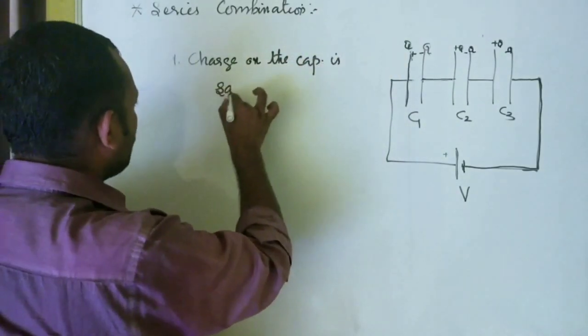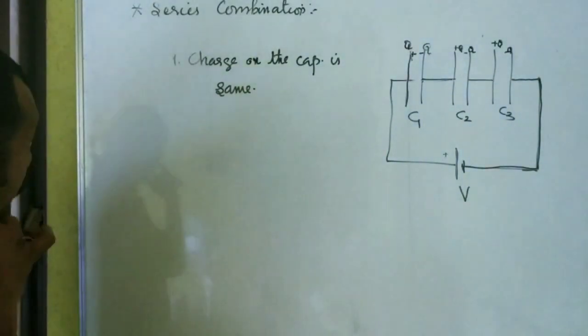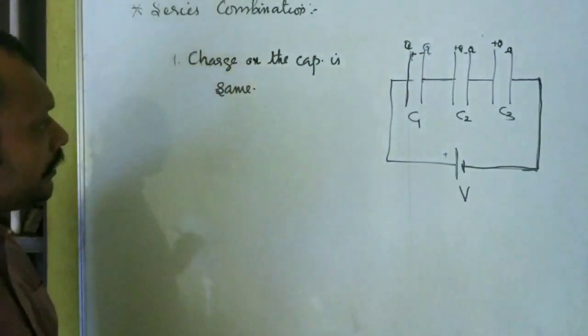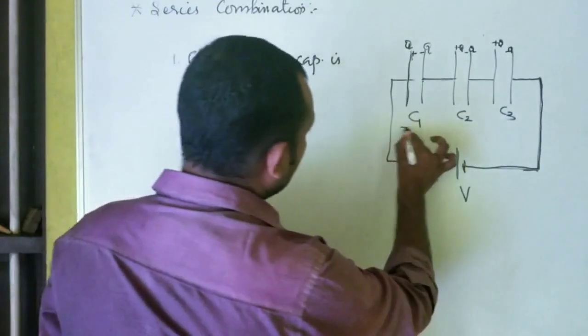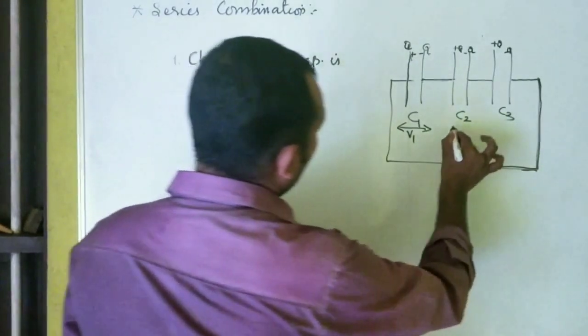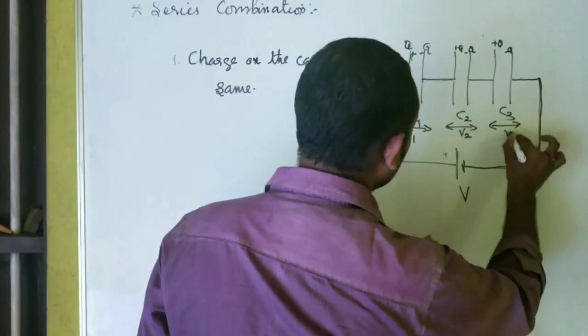Charge on the capacitor is the same in series combination. In series combination, what is the same is the charge on the capacitor. Now, the supply voltage is V. Let us consider the voltage across this one is V1, the voltage across this one is V2, and the voltage across this one is V3.